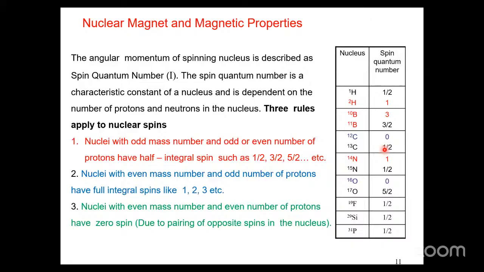So which nuclei will be NMR active? All the nuclei which have a non-zero spin quantum number will be NMR active. Only the nucleus which has an even mass number and an even number of protons will be an NMR non-active nucleus. So carbon 12 will be an NMR inactive nucleus. Oxygen 16 is NMR inactive, while the rest of the nuclei which have a non-zero spin quantum number are NMR active.